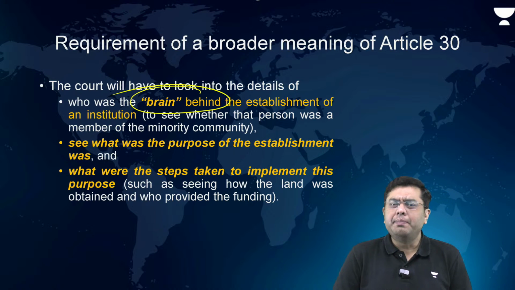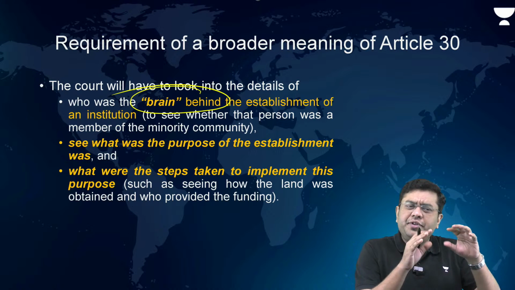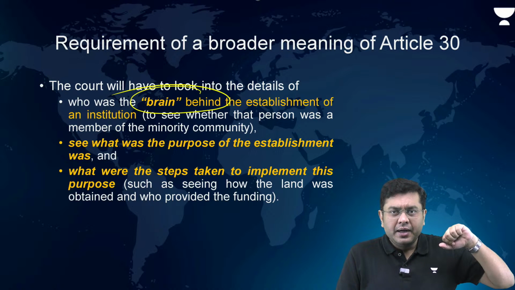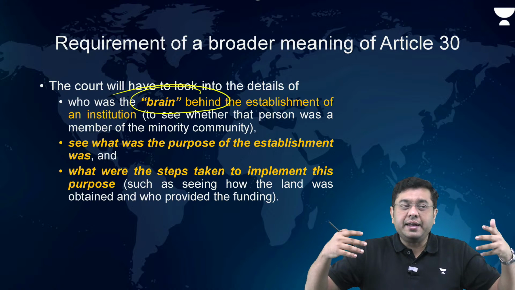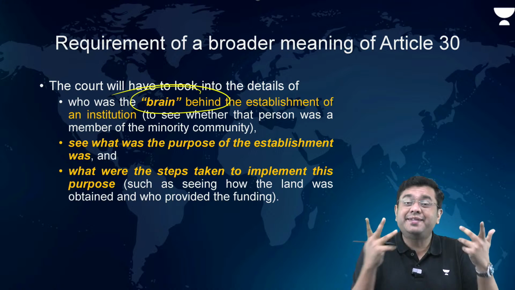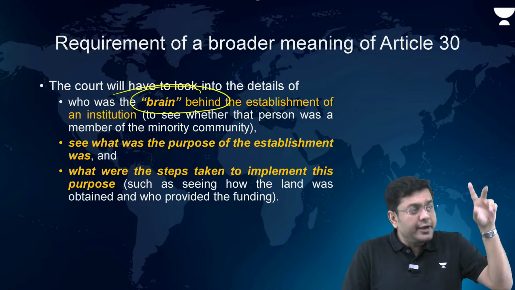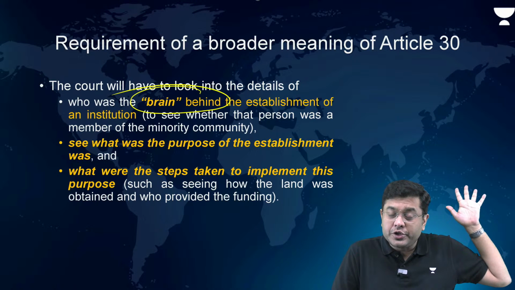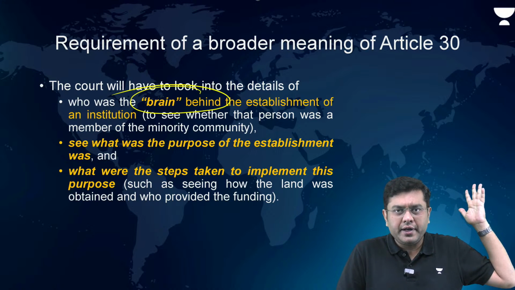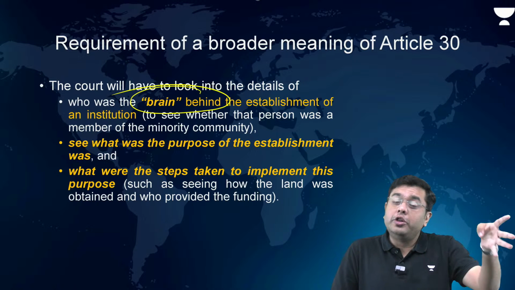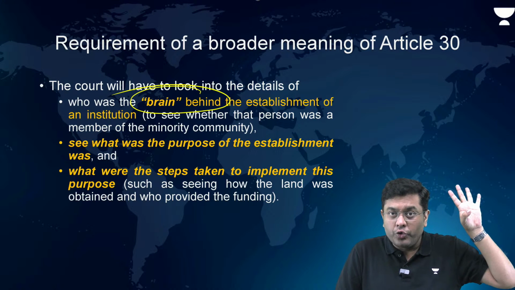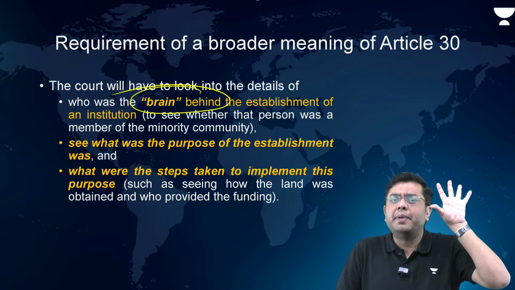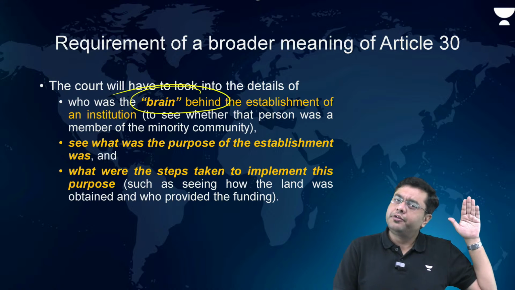If that person belonged to a minority community, let's suppose there are 4 people who tomorrow decide that we will set up an institution. But it cannot be the case that the genesis of the idea came with all the 4 at the same time. One of them would have come up with the idea, or a couple of them would have come up with the idea. Now, if those 2 belong to the minority community, one criterion is fulfilled. It need not be the case that all the 4 should be from minority communities only. The main brain behind the establishment, if they are from minority communities, the first criterion is fulfilled.